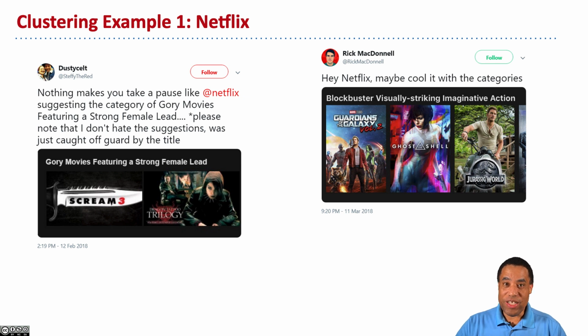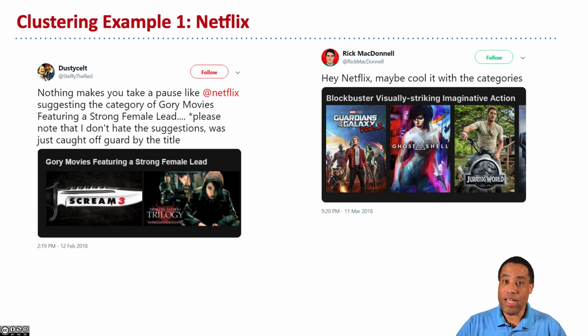So the label is not something that they started with. The label is someone, a human, looking at that group of movies that was put together. What was a label that they could assign, a human readable label for people? Similarly, on the right, we have a cluster that includes Guardians of the Galaxy, Ghost in the Shell, and Jurassic World. And it's labeled blockbuster, visually striking, imaginative action. That was clearly a categorical label that they assigned after they looked at all the different movies that were in that category.